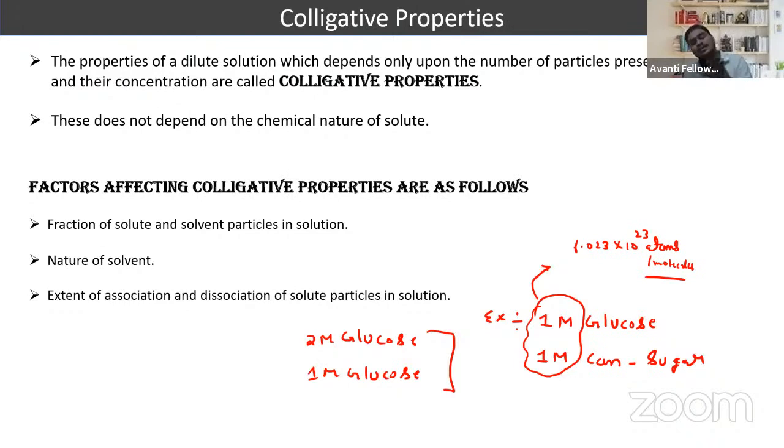Whether we talk about two different substances or the same substance, if the number of particles increases, then the colligative properties increase. And if the number of particles remains the same, then the colligative properties also remain the same. So I hope it is clear what colligative properties basically are.